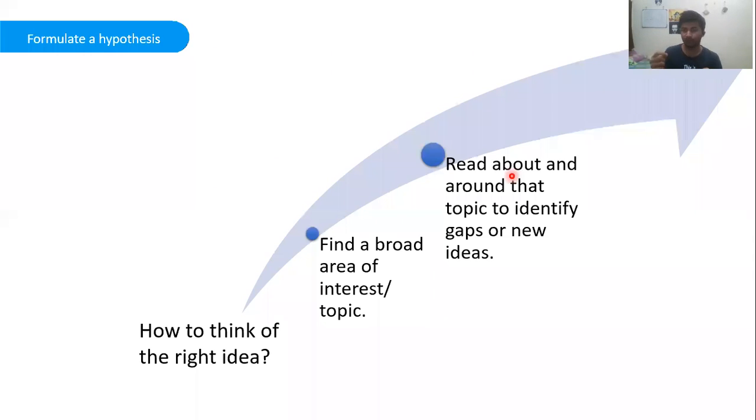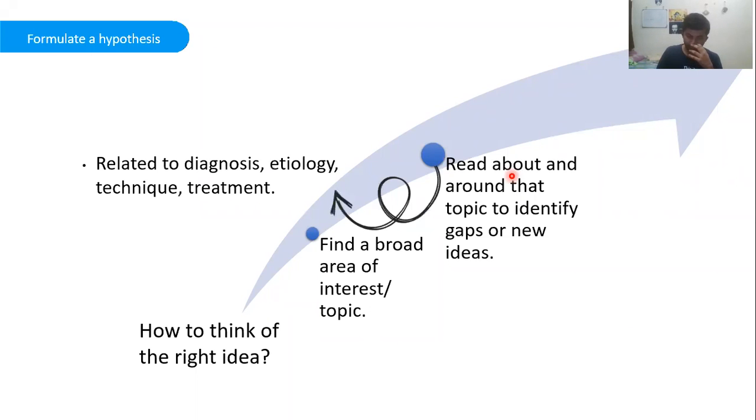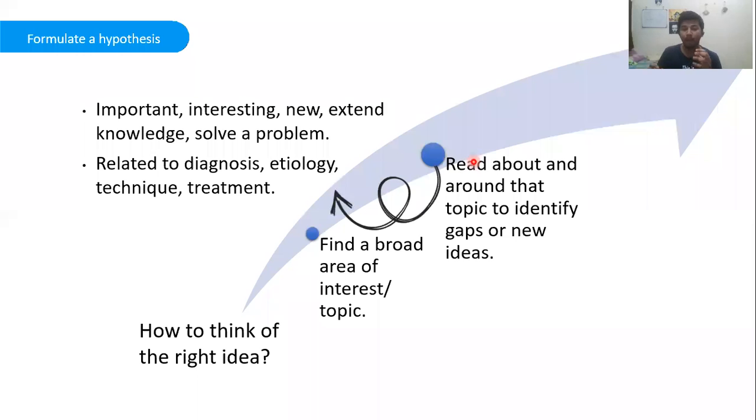Now once you start reading in the books and online, once you start narrowing down the idea, you can narrow down in these ways. You can do something related to the diagnosis of the disease, to the etiology of the disease, to the technique, to the treatment. You can go any way. There are n number of ways in which you can narrow down a topic. Also, while narrowing down, make sure that whichever direction you are going, that thing is important.